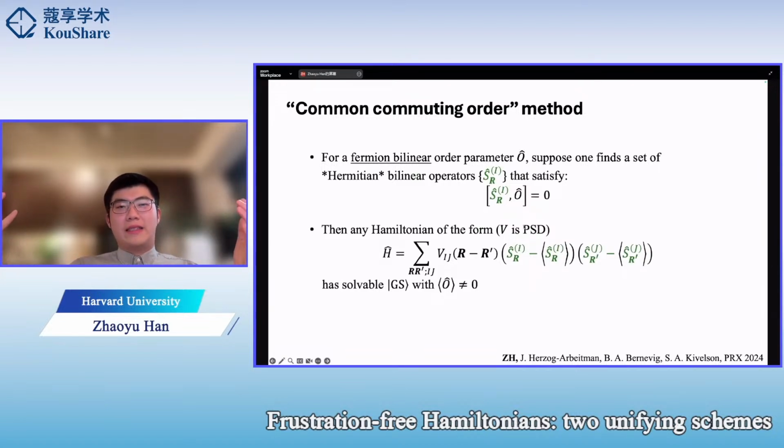So now let's suppose we find such a set of Hermitian operators. Then I claim that any Hamiltonian constructed in this form has solvable ground states with non-zero expectation value on this order parameter. Specifically, this Hamiltonian can have any positive semi-definite kernel V, which contracts different S_i and S_j across different places so that the Hamiltonian is overall positive semi-definite. The bracket represents the expectation value of S on the ground states that we are going to solve. In this sense, their values are going to be self-consistently determined. And my claim is that this Hamiltonian is exactly solvable.